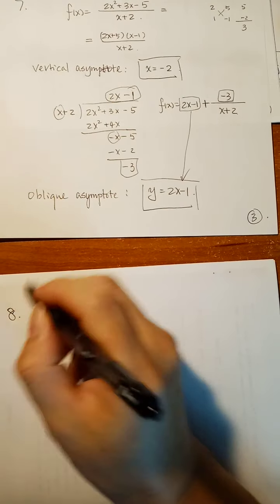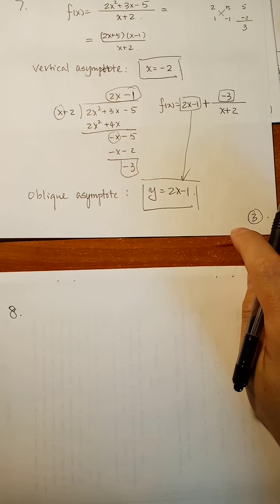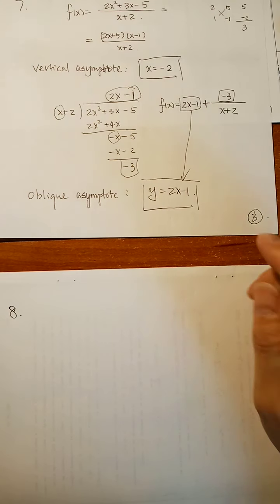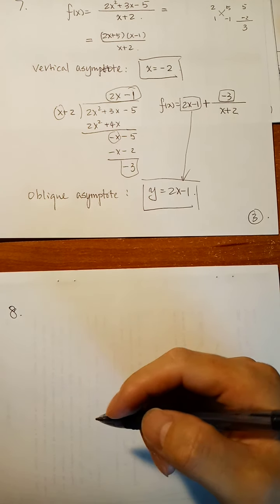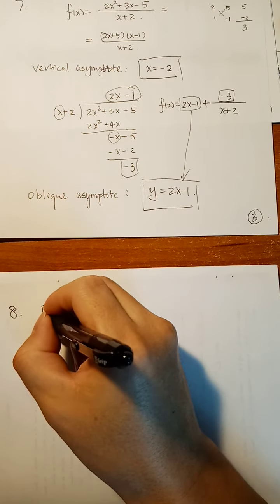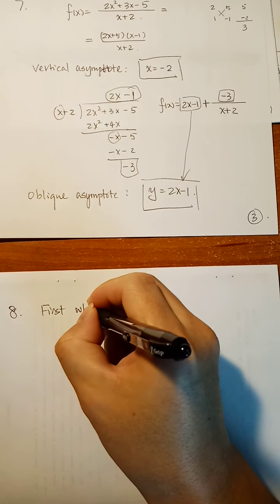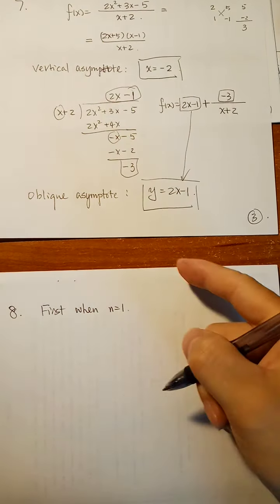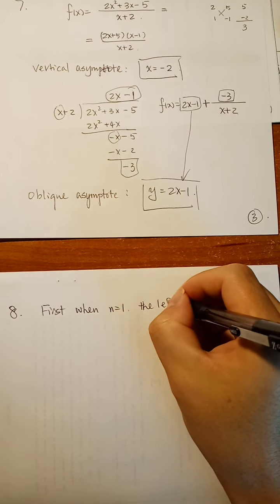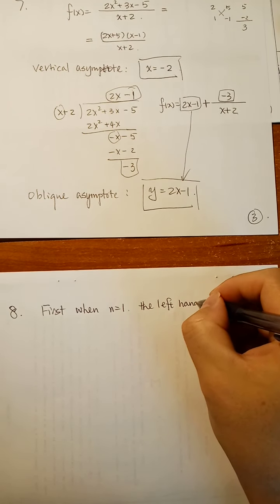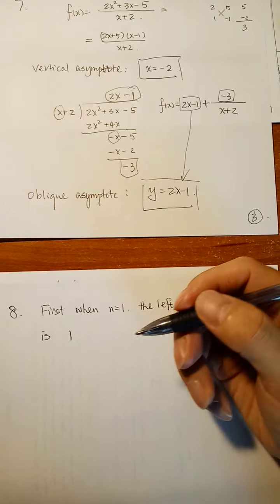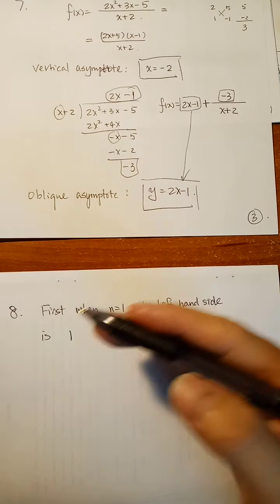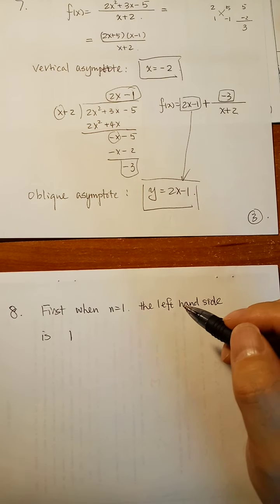Eight, mathematical induction. The statement depends on the integer n. So we will first examine the statement for the smallest integer. So first, when n is equal to 1, the left-hand side is just 1. You know that the left-hand side is the sum of the first integers. So when n is 1, you just have one integer, 1.